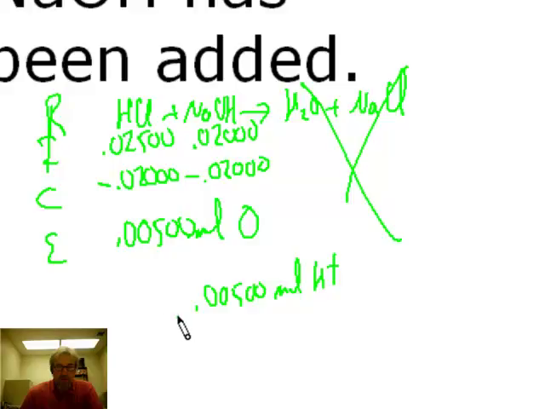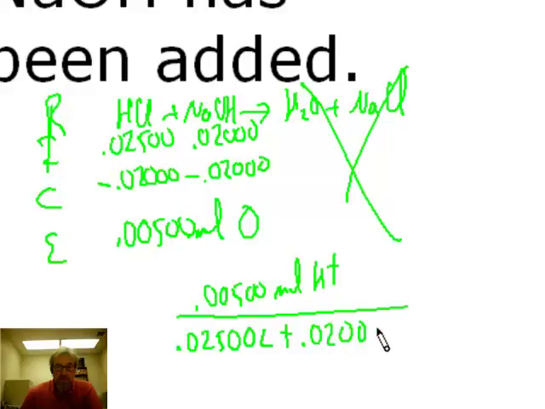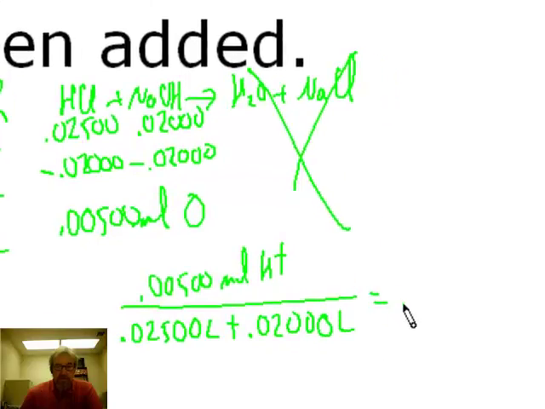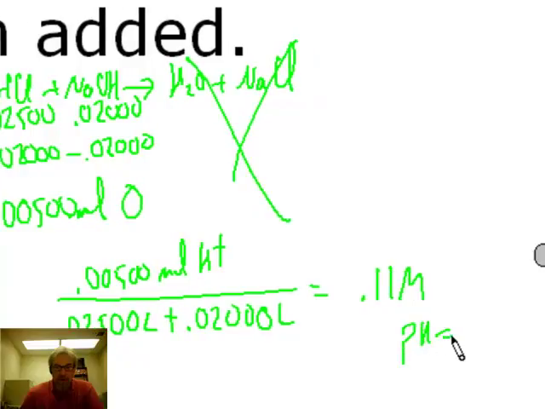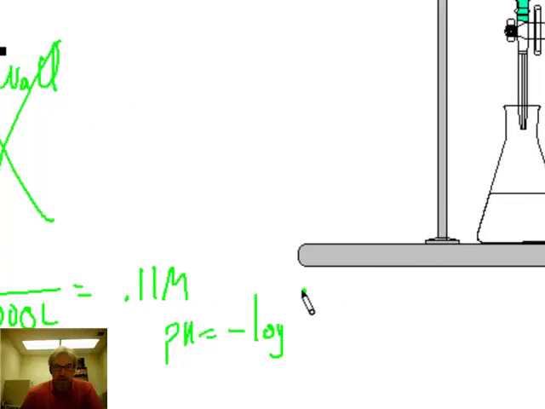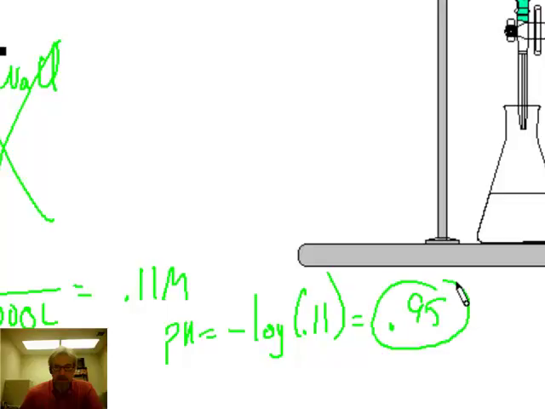And now the volume is going to be the original 25 milliliters, or 0.02500 liters, plus the 20 milliliters I've added from the burette, 0.02000 liters. My molarity is now 0.11 molar. So that means my pH is the negative of the base 10 logarithm of 0.11 molar, and that ends up being 0.95. So the pH is still pretty low. It's not even reached 1 yet, but it's higher than it was in the last calculation.